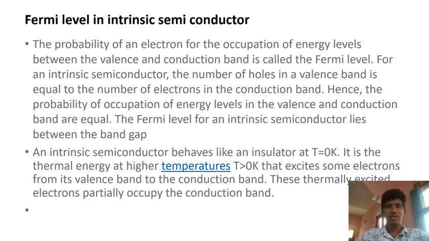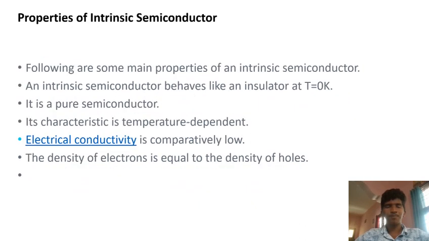The Fermi level in an intrinsic semiconductor lies in the middle of the energy gap. An intrinsic semiconductor behaves like an insulator at T equals 0 K. It is the thermal energy at higher temperature, greater than 0 Kelvin, that excites some electrons from the valence band to the conduction band. These thermally excited electrons partially occupy the conduction band.